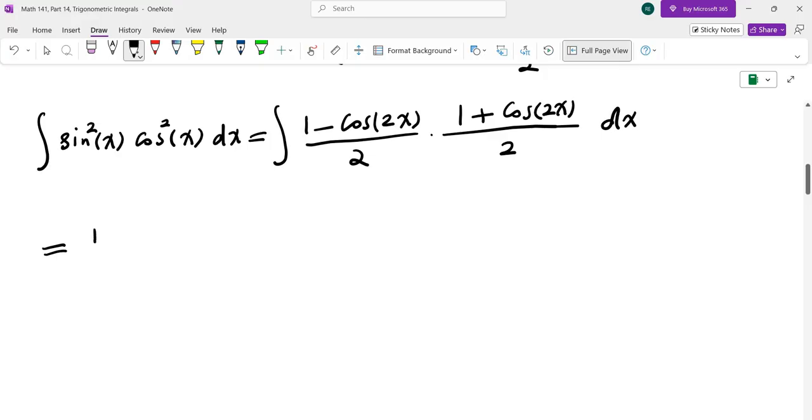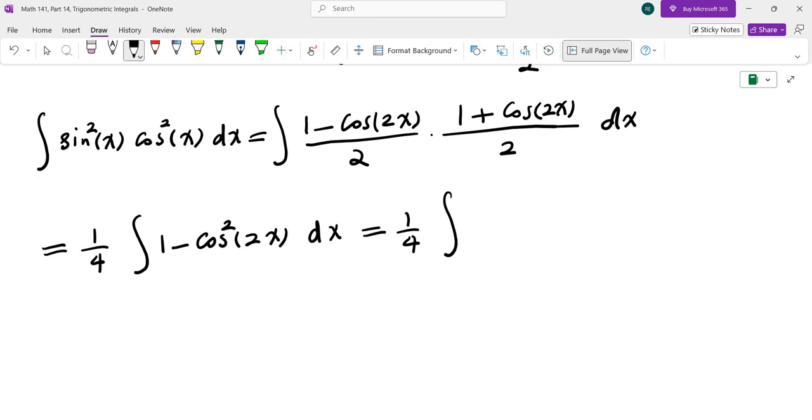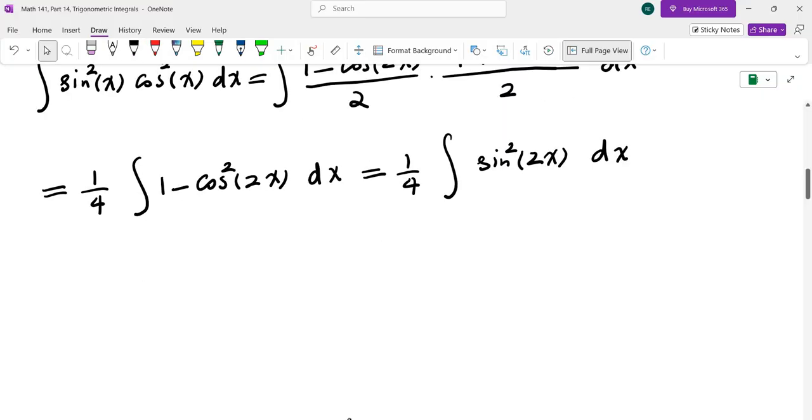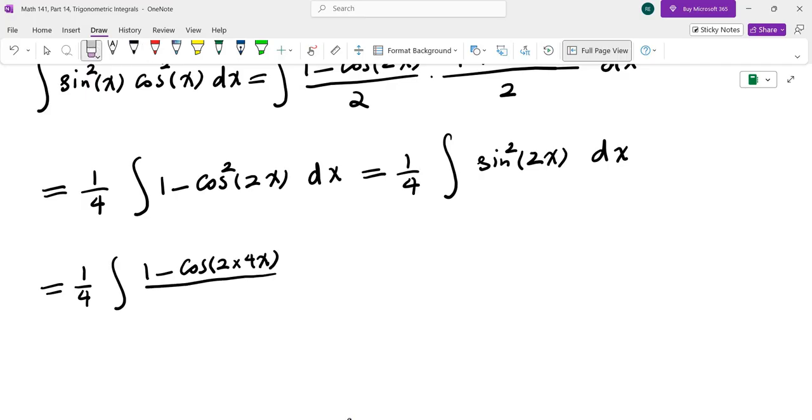Let's now multiply that out. So this is a difference of squares. So we get 1 minus cosine squared of 2x dx. Now for simplicity, we're going to turn this into sine squared of 2x. Now again, we cannot do a u substitution for sine. So what we're going to do is use the half angle formula again. So this would be 1/4 integral of 1 minus cosine of twice 2x, divided by 2.